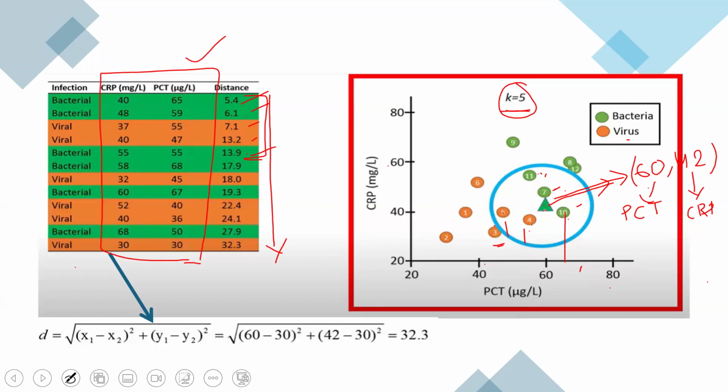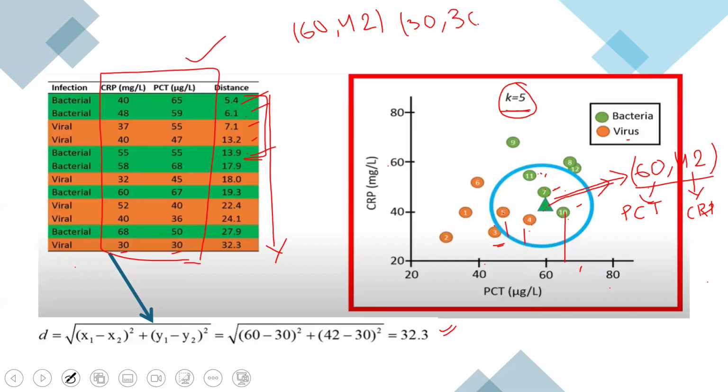Okay, now to calculate the distances from this point to a given point, how do we calculate? Using the Euclidean distance. 60, 42 is one of the points and 30, 30 is the other point. So the given point is 60, 42, and you have to calculate the distance from this given point to every other point in the data set, so you have to do the same set of calculations for every other point.